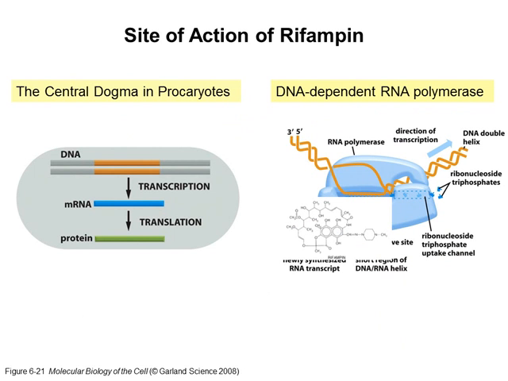Knowing that it binds to a particular subunit of this polymerase, how could resistance arise? What's a likely possibility? What do you think? Sort of think mechanistically, think molecular biology, think about genes. What could happen to make that enzyme resistant?